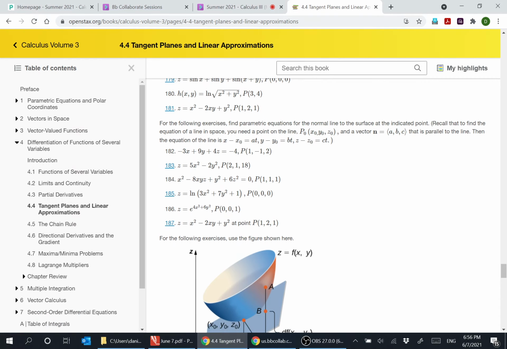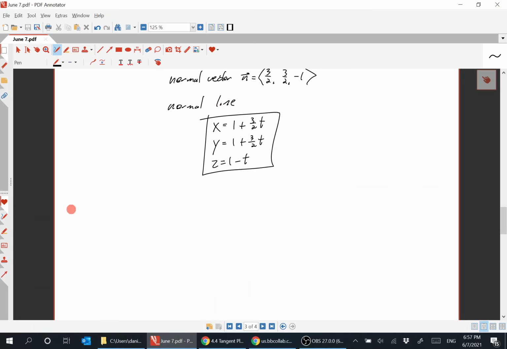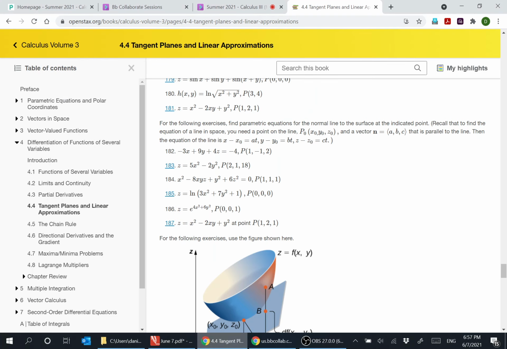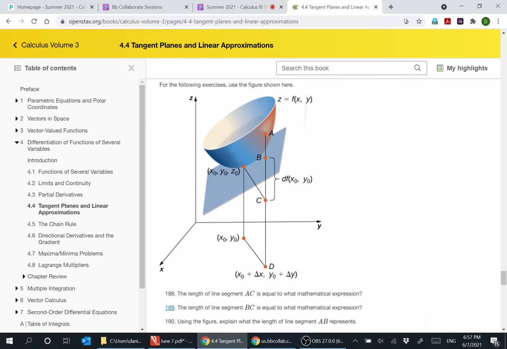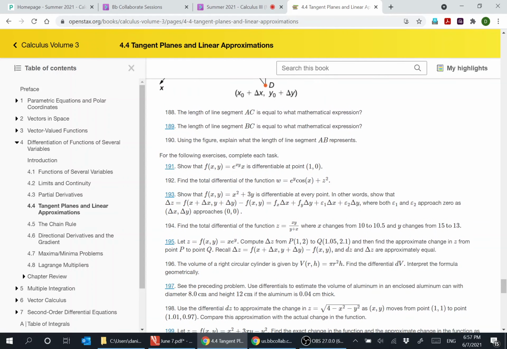I think we've had enough of this for now. So 186, you can do that one on your own. Same setup, find the tangent plane and then the normal line. 194.